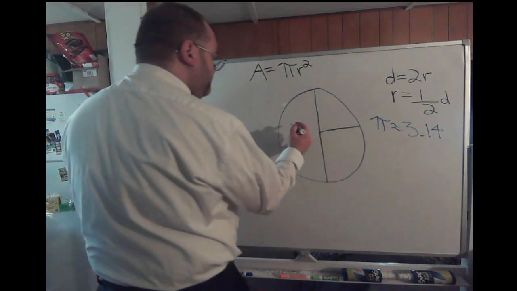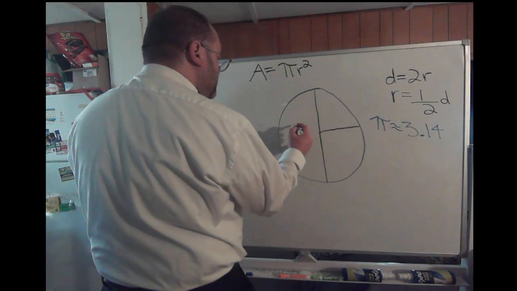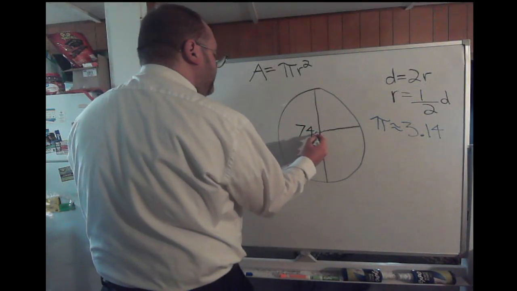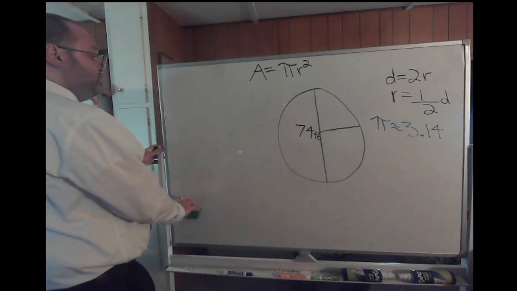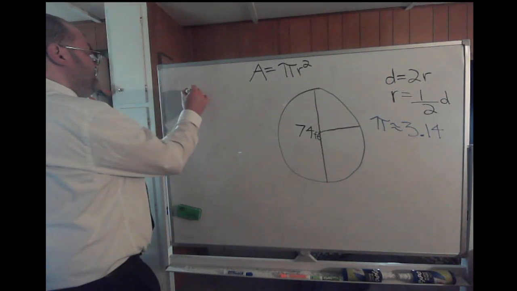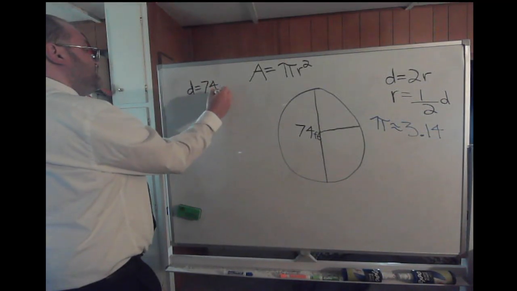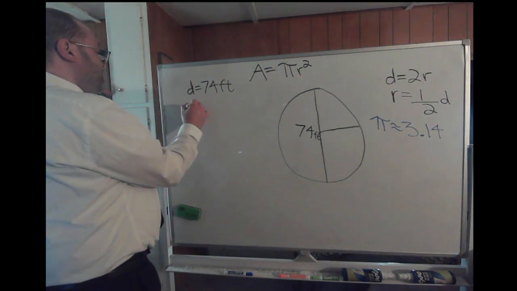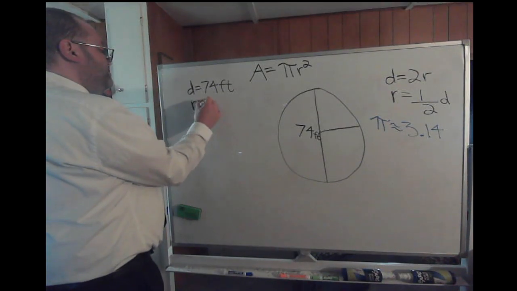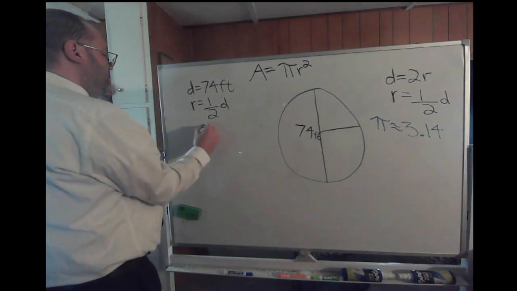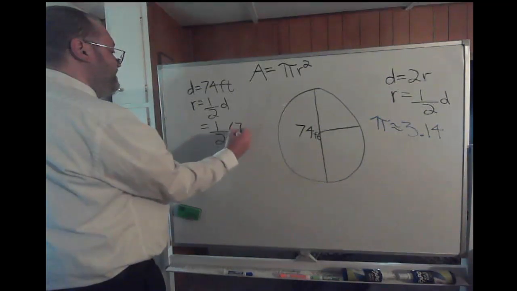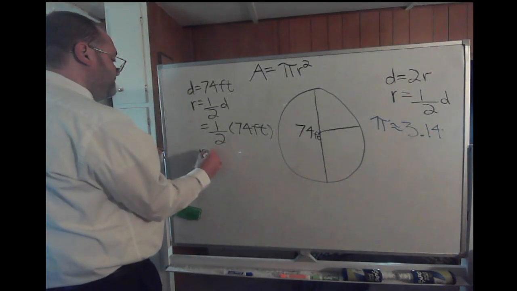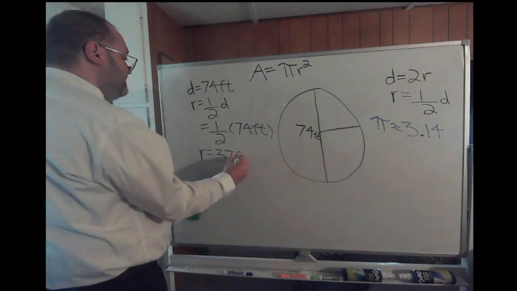Let's do, alright, so the radius will be 74 feet. The radius of this circle is 74 feet. I mean, it's not the radius, excuse me. The diameter equals 74 feet. Well, in order to do the area, we need to find the radius. We know the radius is equal to half of the diameter, which would mean it's equal to half of 74 feet. Half of 74 is 37, so the radius is going to be equal to 37 feet.